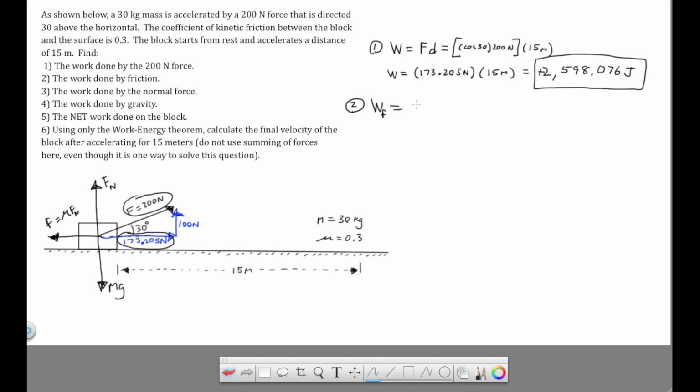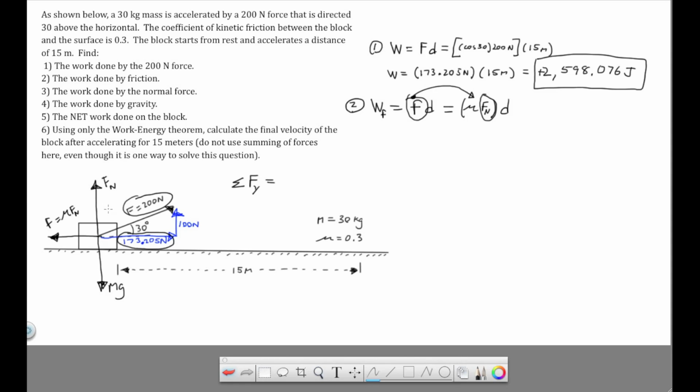So again, we're going to use the equation work equals force times distance, but here the force is friction. It's the frictional force, which we know to be mu times normal force. So friction is coefficient times normal force, and then we multiply that by distance, and we have work. But the thing we have to solve for is the normal force. We do not yet have this normal force. So the way we find that normal force is by summing the forces in the y direction. So we'll do that right here.